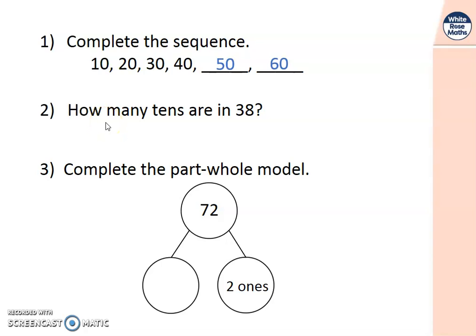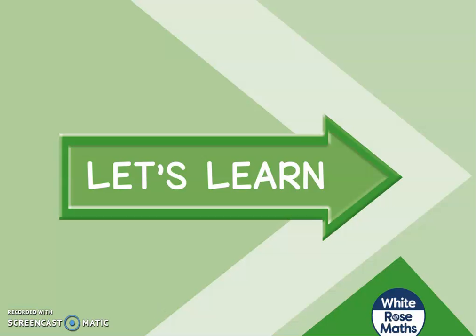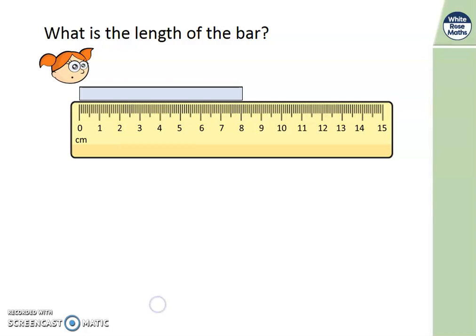Number 2, how many tens are there in 38? Well, there are 8 ones and 3 tens. Number 3, complete this part-whole model. The whole is 72. It's made up of 2 ones and 7 tens, or 70. Well done if you saw that. Let's put this into our learning.